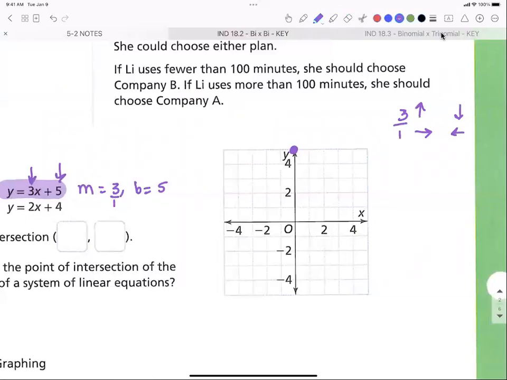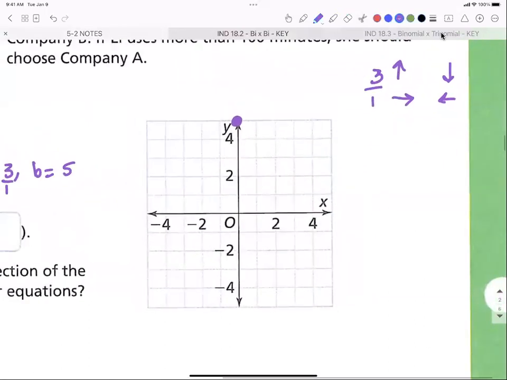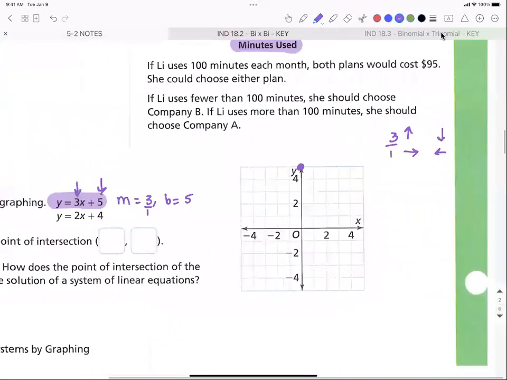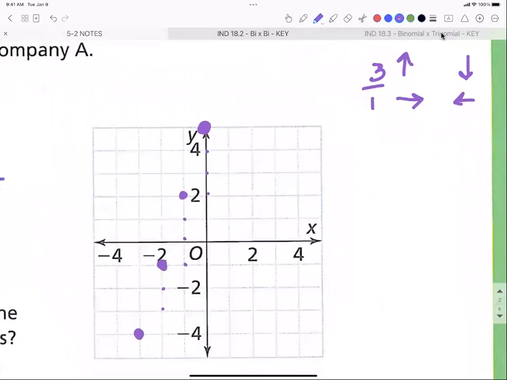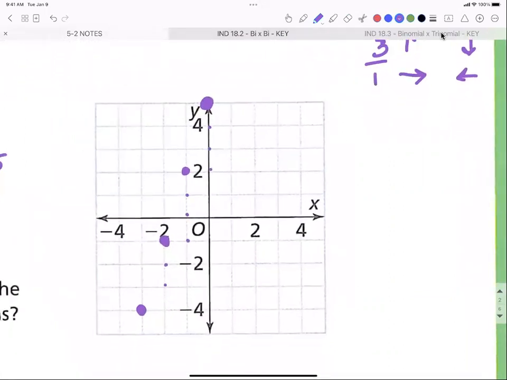So from my purple point here, from my B, I'm going to fall 3, 1, 2, 3, and go backwards 1. And I'm going to do that a couple of times to give myself a good line. So I'm going to fall 3 again, go backwards again, make a big point. I could even do it one more time and go backwards again. Notice I gave myself 4 really nice big points to connect a nice straight line.